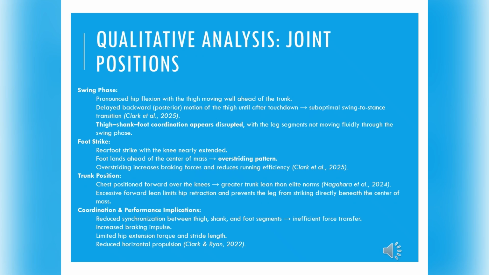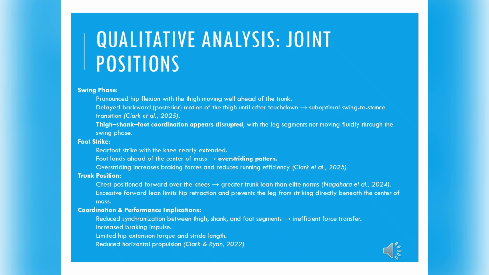The athlete's chest was positioned forward over the knees at the initial stages of the stance phase, indicating greater trunk lean than typically seen in elite sprinters, according to Nagahara and colleagues in 2024. This excessive forward lean limits the hip's ability to retract effectively and prevents the leg from striking directly beneath the center of mass, further contributing to braking. Such positioning also restricts hip extension torque generation, ultimately constraining stride length and forward propulsion, according to Clark and Ryan in 2022.